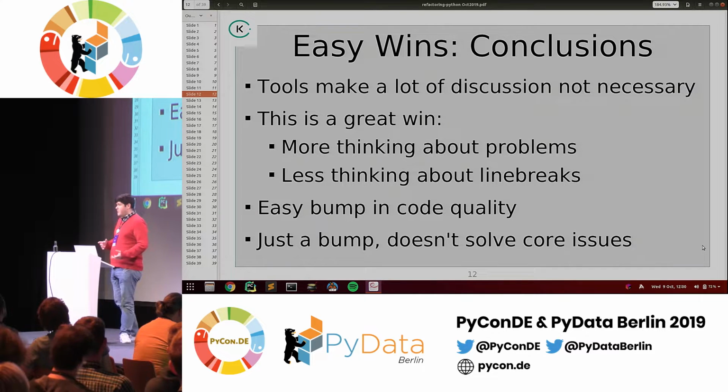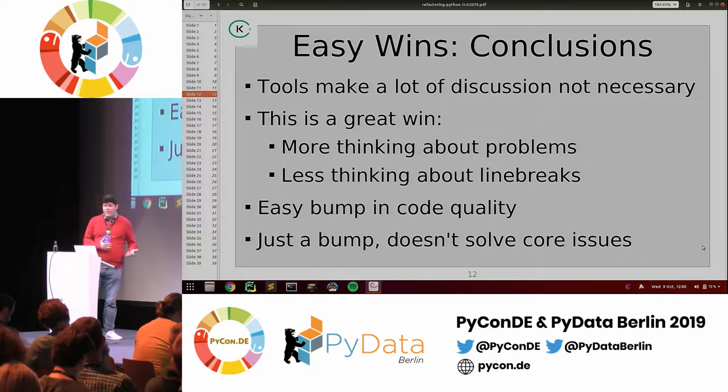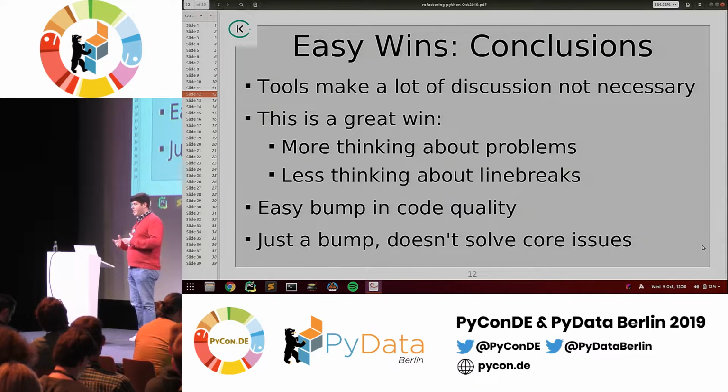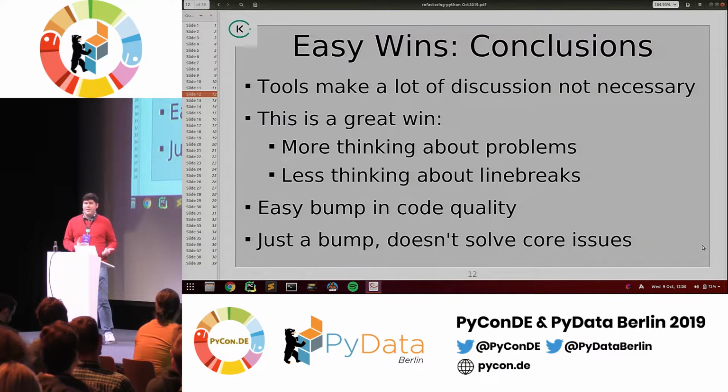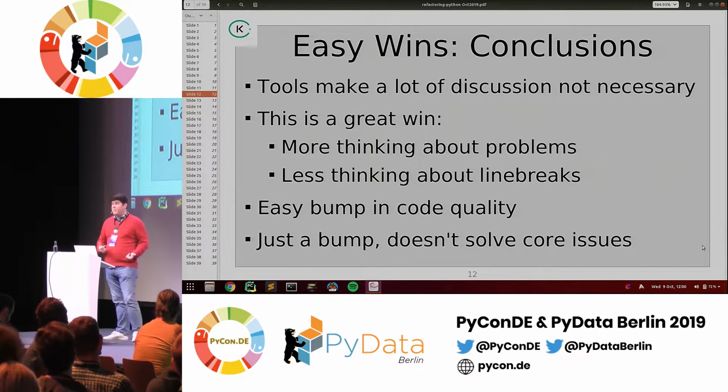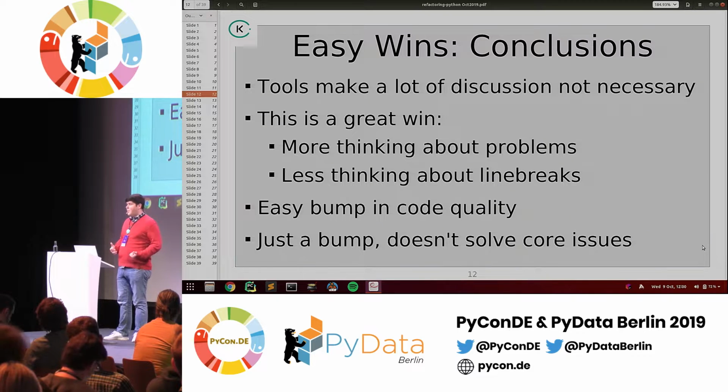So yeah, tools make trivial discussions not happen. It makes us think more about actual problems, about solving those problems, and less about things like line breaks, things we can fix easily, and things we shouldn't think about, things that are very, very preference-based. It's an easy bump in code quality, but it's just a bump. It doesn't solve your core problems. It doesn't make your code easier to work with.